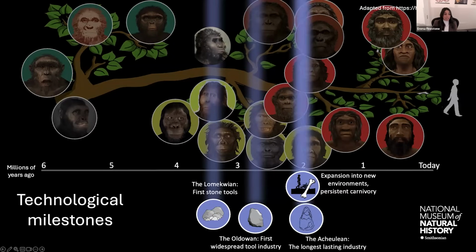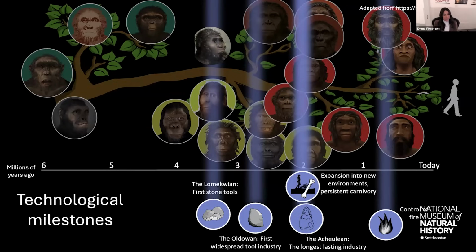And around this exact same time, we see the appearance of the Acheulean, which is the longest lasting industry, and this is usually characterized by bifaces. If you think of hand axes, this is the Acheulean industry. Then finally, around 800,000 years ago, you get control of fire. It could be earlier, this is debated, but control of fire definitely comes after the very first stone tools.